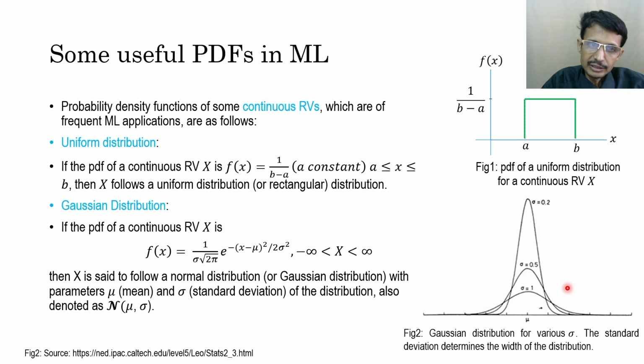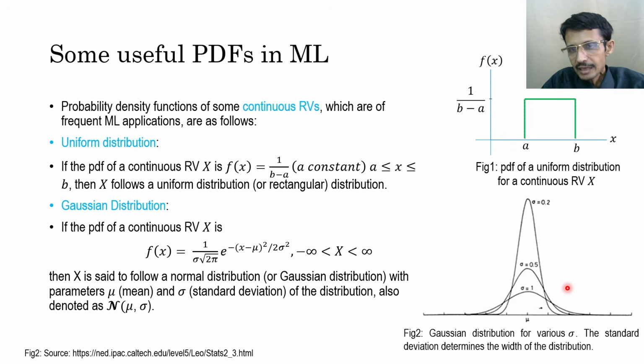Most importantly, it's the Gaussian distribution or the normal distribution. If the PDF of a continuous random variable x, f of x, is 1 by sigma root over 2 pi, e to the power minus x minus mu whole square by 2 sigma square, where x belongs to minus infinity to plus infinity, then x is said to follow a normal distribution or Gaussian distribution. It's a very popular expression for us because from school days we know this distribution, with parameters mu, and sigma the standard deviation of the distribution, also denoted as the normal distribution N of mu and sigma.